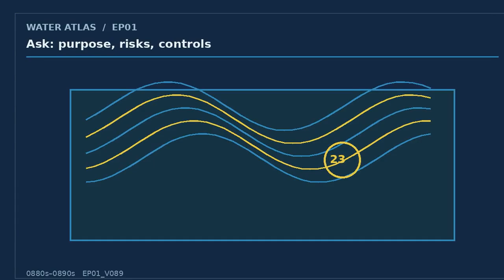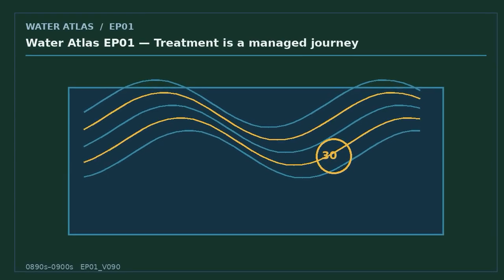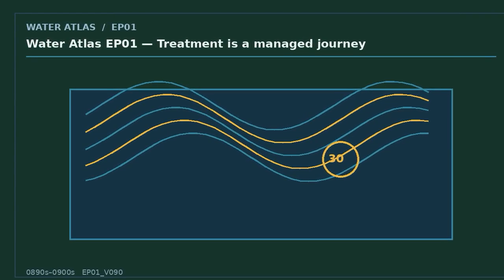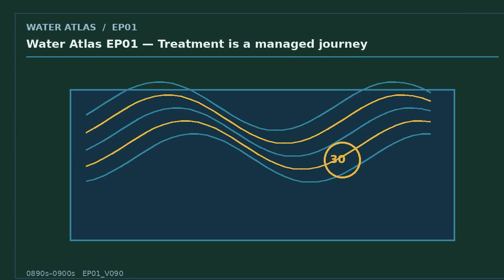Recommendation: start every project by defining the end use and exposure pathway, then design backward through required barriers, monitoring, residuals handling, and emergency response.